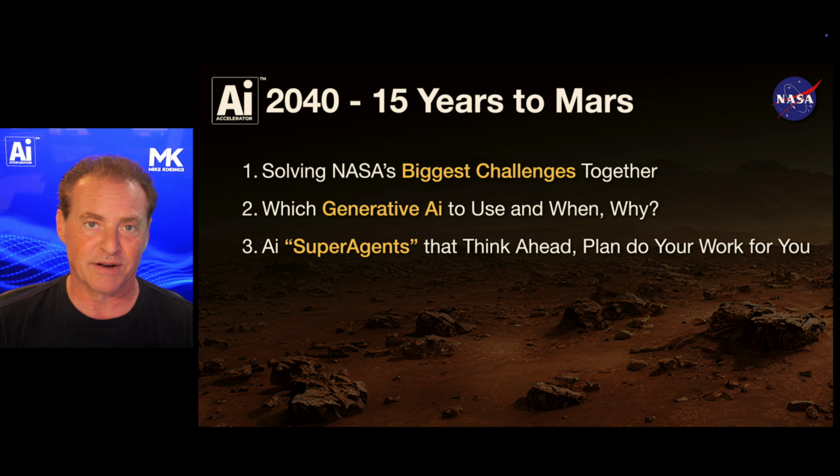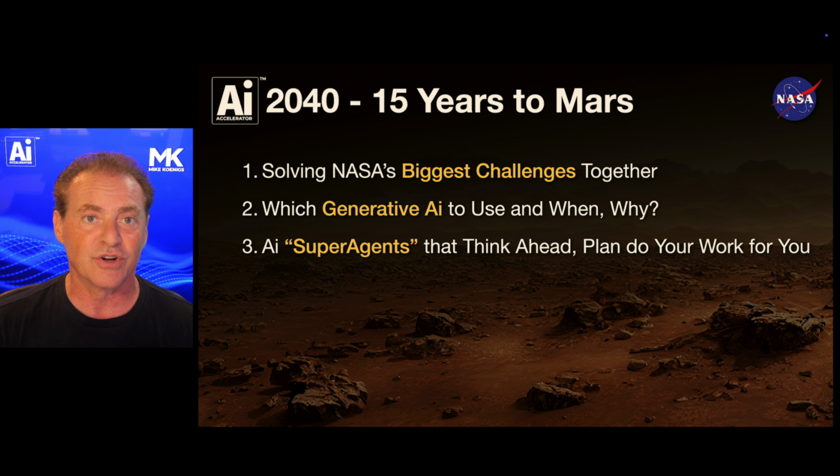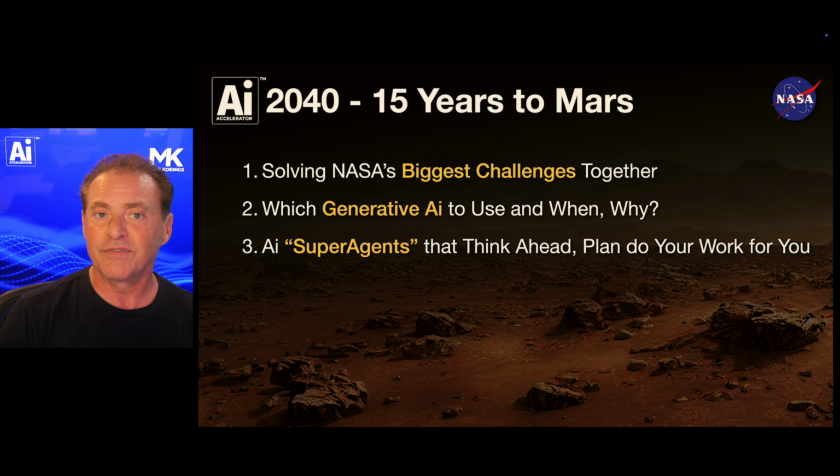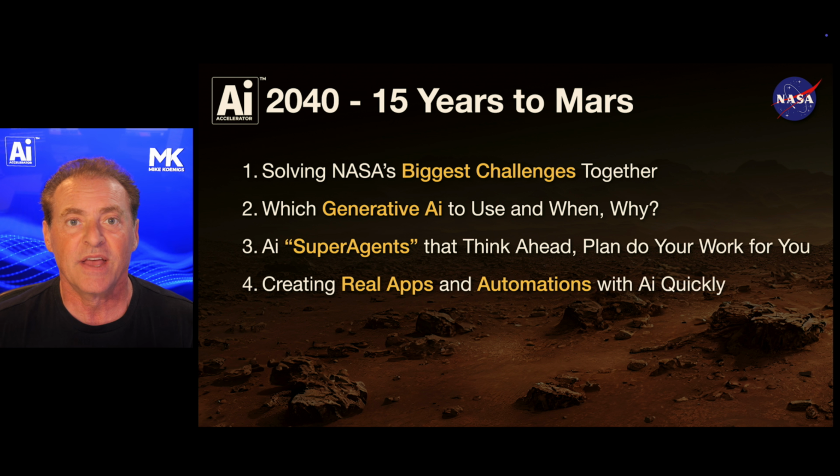And one of the things that I'm introducing you to today, if you're not familiar with them, are AI super agents that can be used to think ahead, plan, and do your work for you. I'll reveal a few of them, and then I'm going to show you how they're stacked together to write code. And then one of the other outcomes is to create real apps with automations and AI very quickly.